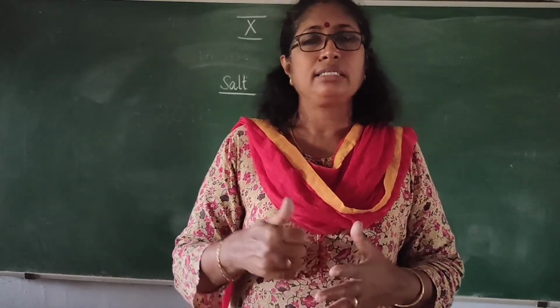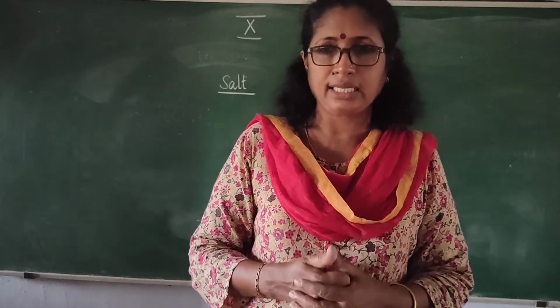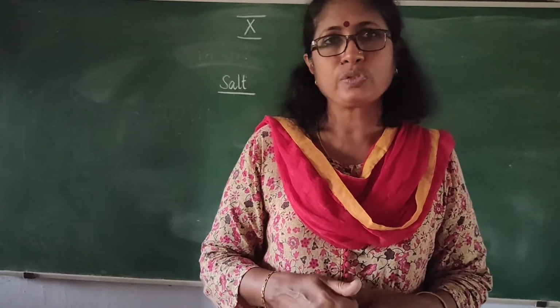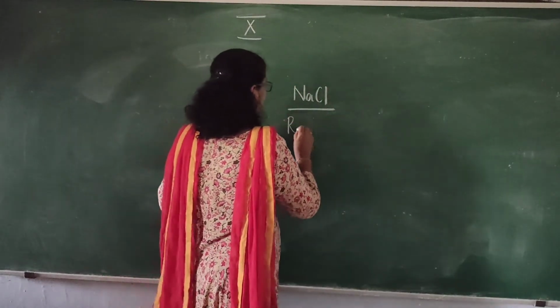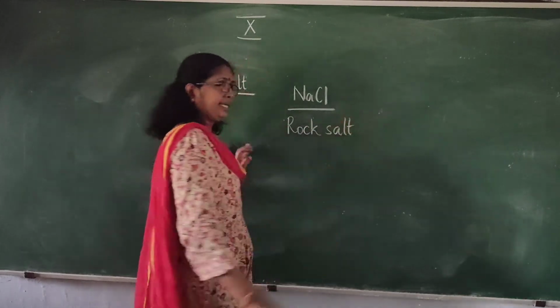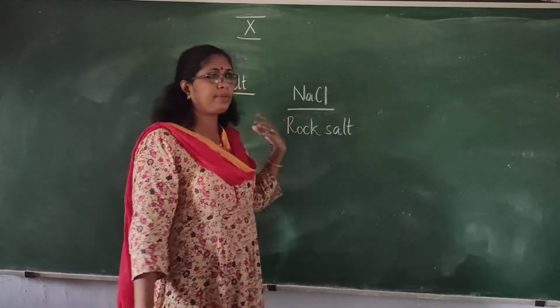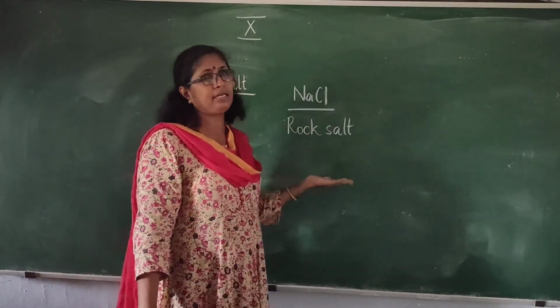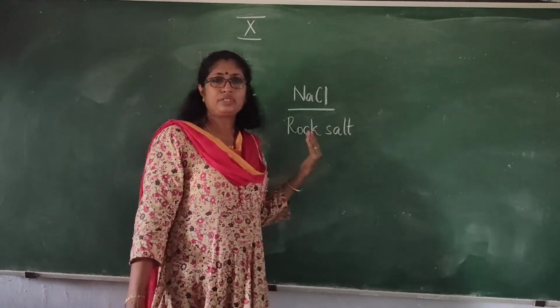In some places sodium chloride salts are there as rocks. So sodium chloride is also called rock salt. This sodium chloride, because it occurs as rock, we call it rock salt. Then this sodium chloride is present in the sea. By the evaporation of seawater we can get sodium chloride.